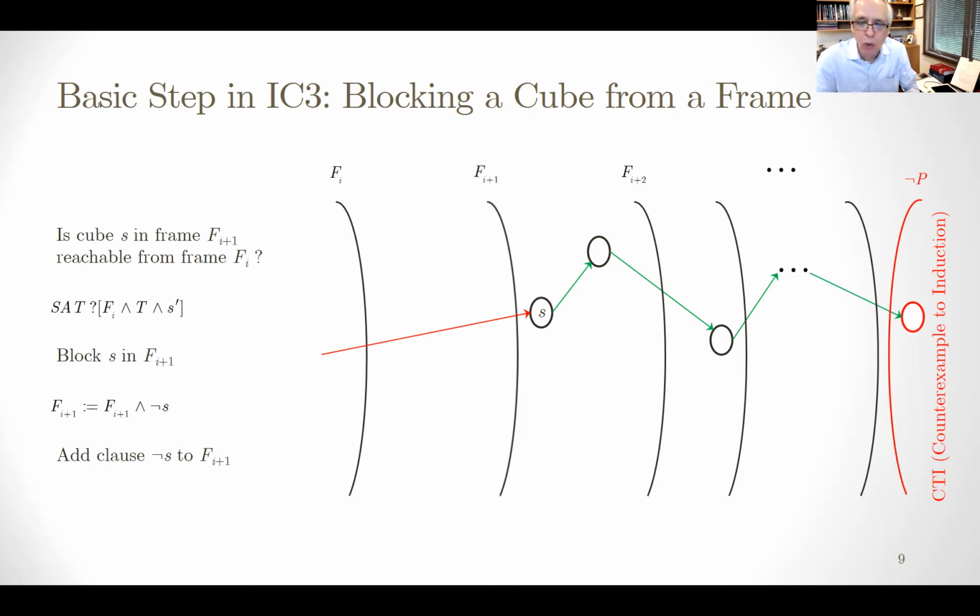Thank you. Can you say again how you create a new frame? I'm sorry? Can you say again how you create a new frame?